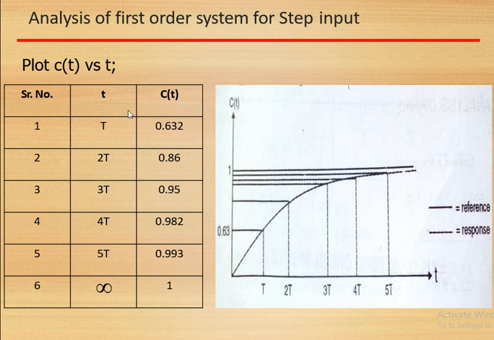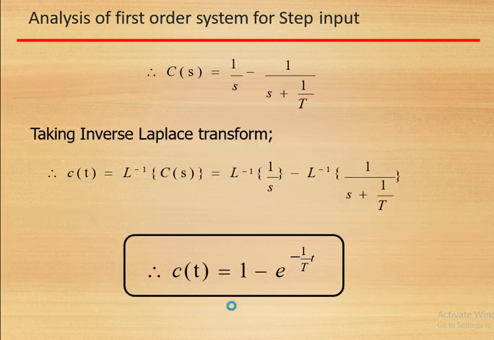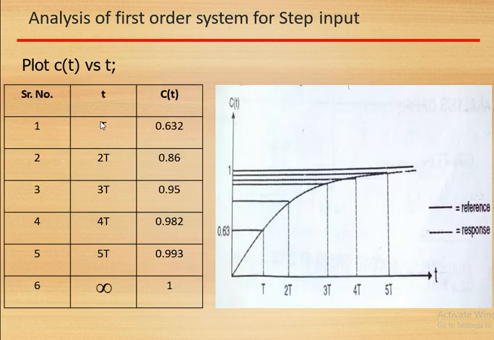So by putting the values of t into this equation, see this plot first. We have taken t as T, then 2T, then 3T, then 4T, then 5T. After that we have taken the last value as infinity, and the values that we get are represented by c(t). Now see, if you put the value of small t as T here, what will be the value? It will be 0.632. So 0.632 will be the value.